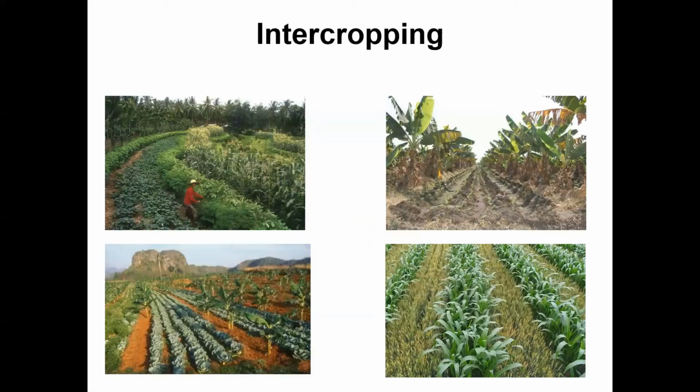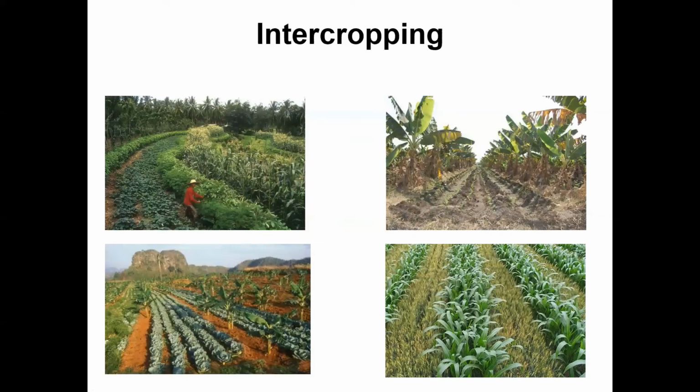Another method we could use is what is known as intercropping. Intercropping is essentially mixing crops, such as in a strip cropping environment, which can provide nutrients and reduce erosion.